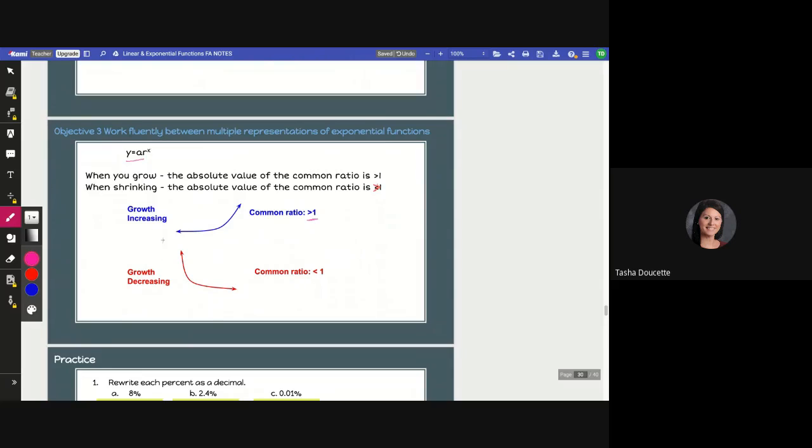Your growth decrease, when it's shrinking, the absolute value of the common ratio, another mistake, is greater than 1. And so I did do that here. Decrease. Nope. It should be less than 1. Sorry. And so the decrease is going up from the left and down to the right here. Sorry, I was just making sure I was saying that all correctly.